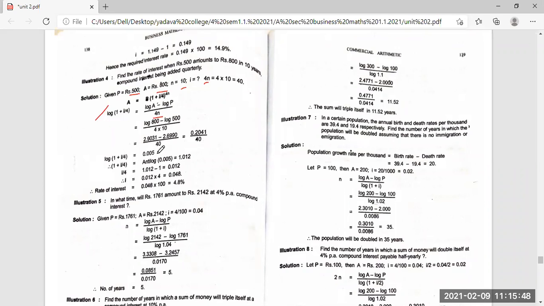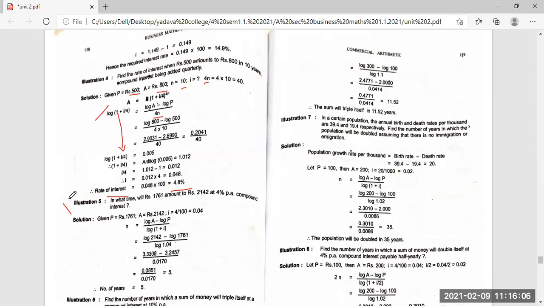So this is an antilog amount. So now we are doing this, which gives log of 1 plus I divided by 4. So when we bring it in this format, you will be having all these things. The rate of interest is 4.82.